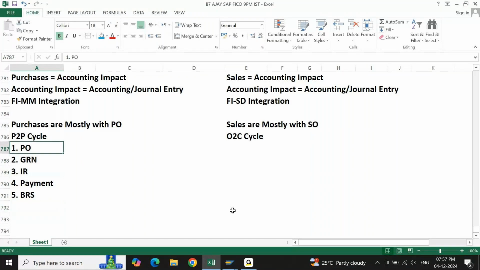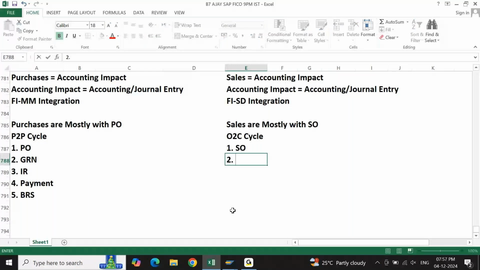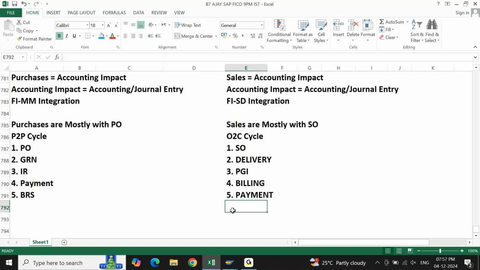Similarly, here, instead of PO it is SO. Then delivery. Then PGI. Then billing. Next, incoming payment, payment receipt. And then BRS. We call it as payment only, incoming, outgoing. Payment received, payment made.